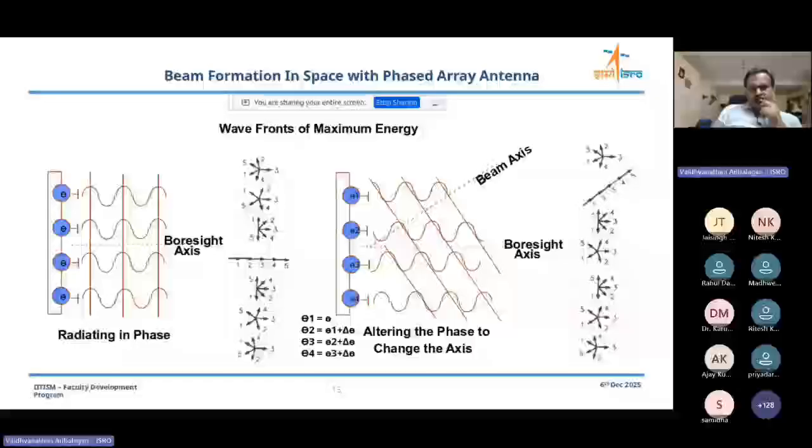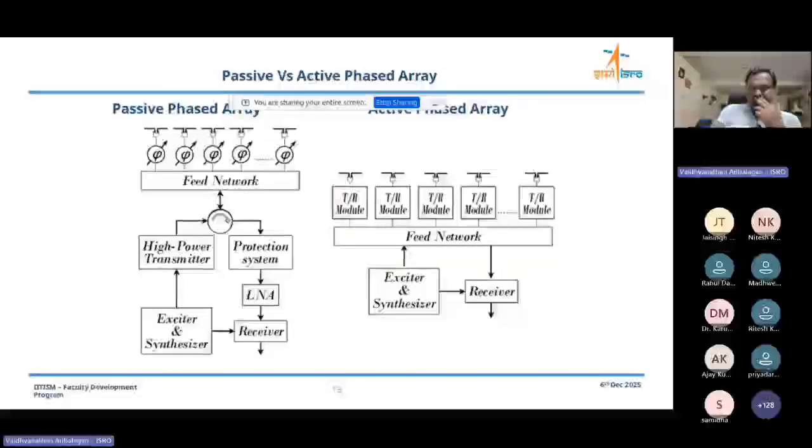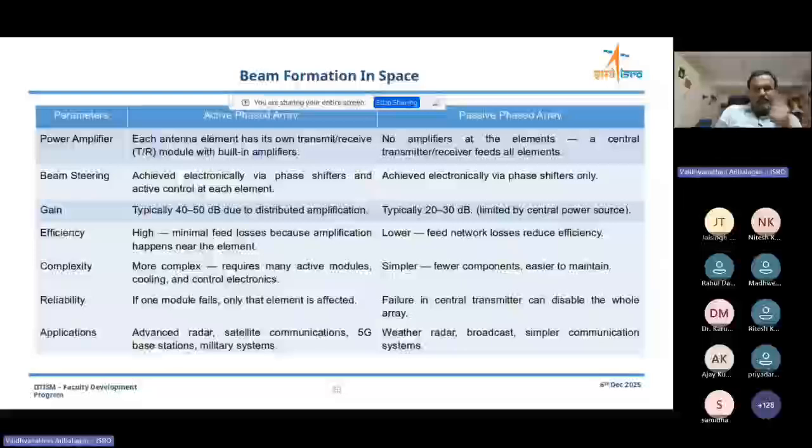Okay, so we were just discussing active and passive phased array. The main thing is that the gain and the efficiency of the active phased array are more compared to the passive phased array, and reliability-wise, here the systems remain available. It has a graceful degradation, whereas the passive phased array has a single point of failure. If the transmit or the receive system is down, it will be completely down.